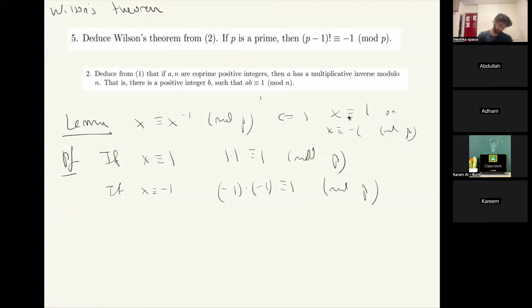So what about the other direction? Suppose x is congruent to x inverse mod p. How do we show that x is either 1 or -1? We square it. So when you say you square it, you mean you multiply both sides by x, so you get a square on the other side, right? Because what we start with is this, right?